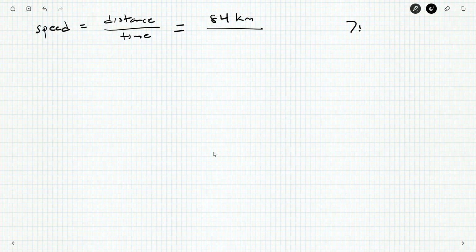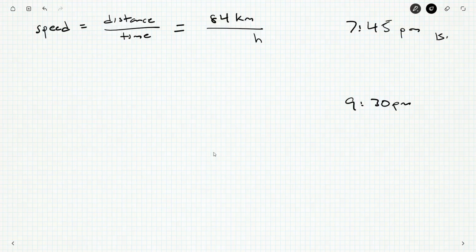Well, we know it went from 7:45 p.m. and then Jim drove all the way to 9:30 p.m. So we want everything in terms of kilometers per hour. We need to know how many hours between 7:45 p.m. and 9:30 p.m. And there's two ways you can go about doing this one.